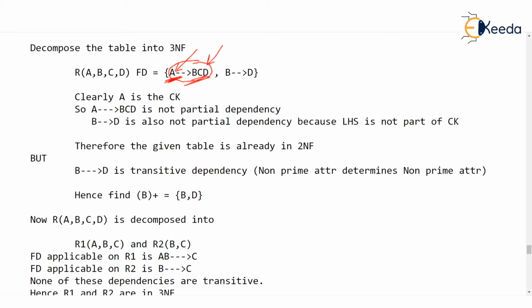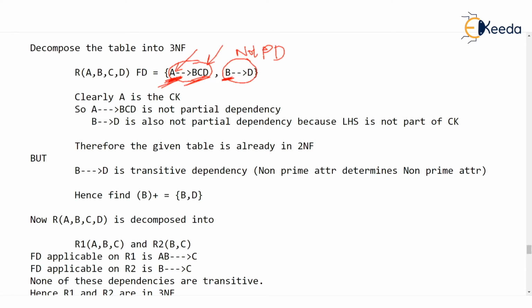The first quality for a partial dependency is that the left hand side should be part of the candidate key, but the left hand side is simply a single attribute, A. And the second dependency, you observe B determines D, is also not a partial dependency because the left hand side is not part of the candidate key. A is the candidate key and the left hand side is not part of it. So finished. This is not partial.